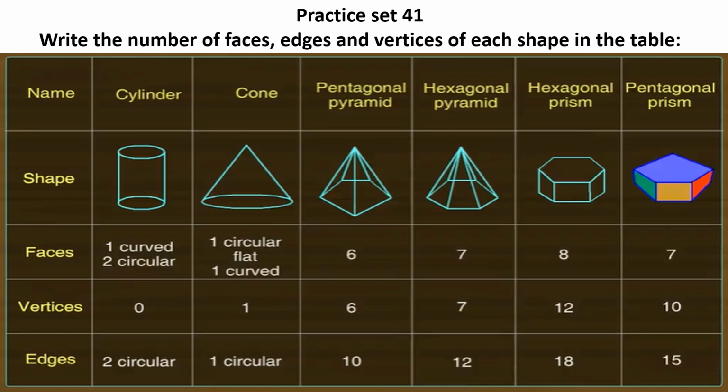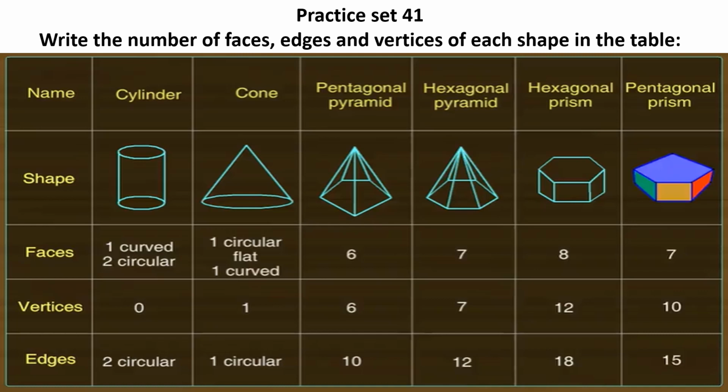Now we'll move on to practice set 41 of your textbook, where you have to write the number of faces, edges and vertices of each shape in the table. Now among these, some shapes are not there in your explanation part, but we have to analyze by ourselves, imagine this 3D shape by ourselves and try to write its faces, edges and vertices, because some of these shapes we had already learnt in 5th standard. So taking it as an extension, in your exercise we have to write its faces, vertices and edges.